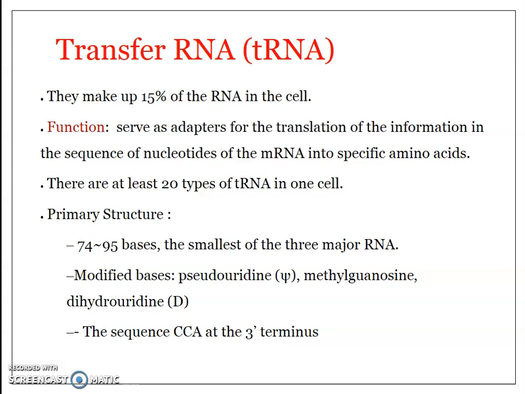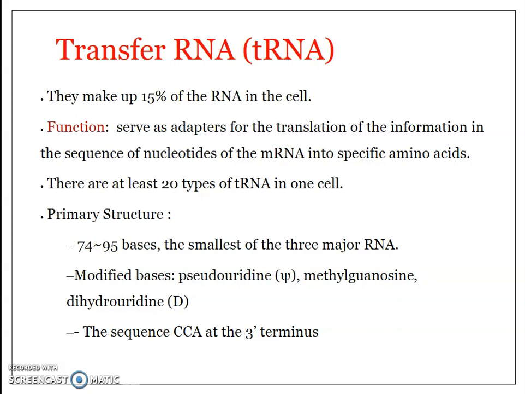Okay, and this process, aminoacylation of tRNA, is catalyzed by the enzyme aminoacyl tRNA synthetase. Right, this tRNA, the charged tRNA, serves as a source of amino acids for the synthesis of the peptide or polypeptide chain.